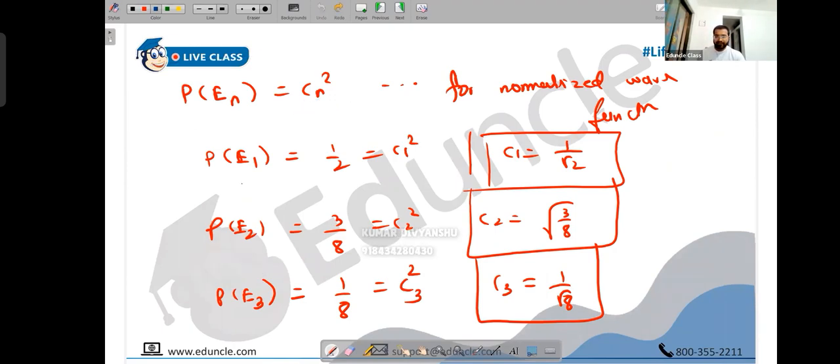Okay. So probability of E1 they have given is half. Probability of E2 they have given 3 by 8. Probability of E3 they have given 1 by 8. So C1 square is half. C2 square is this. C3 square is this. C1, C2, C3 we calculated. Question is done. But still, for our satisfaction, regarding all the properties that we know, I wanted to verify a couple of things. Sum of all the probabilities should be 1. So I just wanted to check whether it's 1 or not.